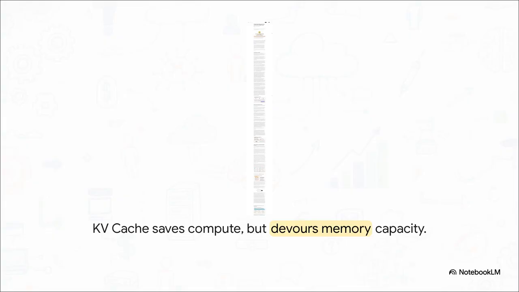Now, what's really interesting about this is how system resources actually get distributed to handle all this. While the KV cache brilliantly solves the compute bottleneck by saving on those precious FLOPs, it creates a completely different issue, a massive memory storage problem.